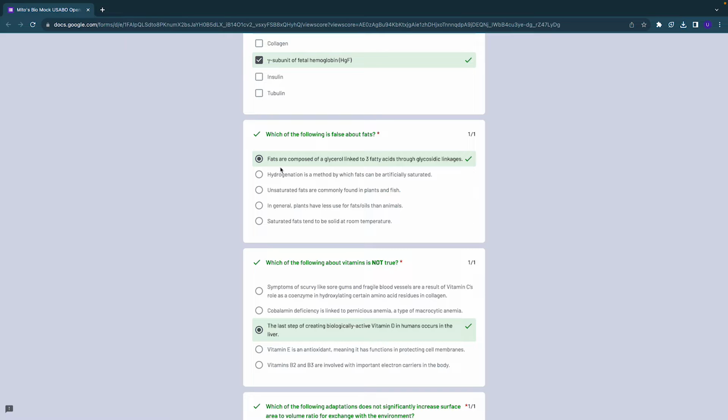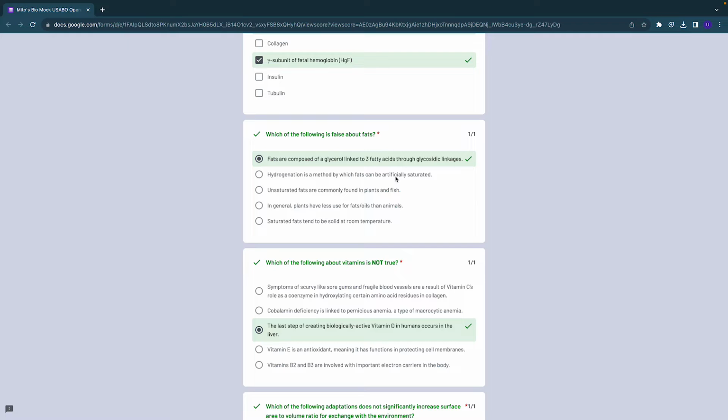So yeah. Next is which is false about fats. So basically all of these are true. Hydrogenation is a method that can be used to artificially saturate fats. You basically bombard it with hydrogens. Unsaturated fats are commonly found in plants and fish, and they're usually oils because they're unsaturated. And then in general, plants have less use for fats slash oils than animals. So basically animals use fats and oils because it's more space efficient storage of energy, since as animals we have to kind of move around.